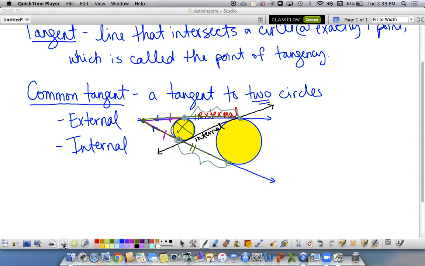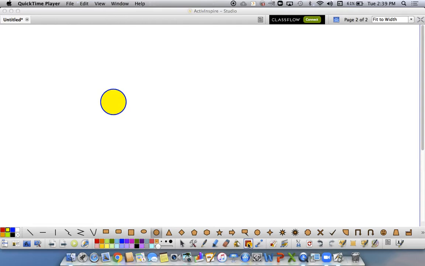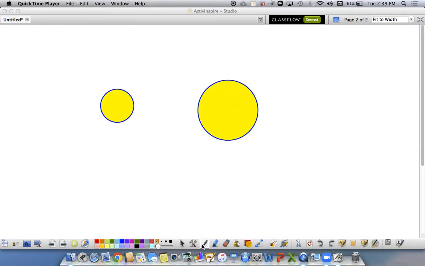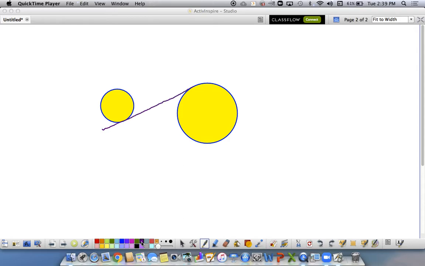I'm going to go to the next page and draw internal and look at the exact same type things. Small circle, bigger circle, and we're going to pretend I can draw. I'm going to move them closer together so I don't have to draw lines that far away. Okay, so here we go. Internal tangent. Okay. And then could I draw another internal tangent? It's always the second one.